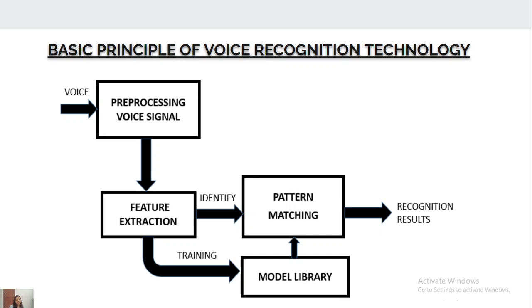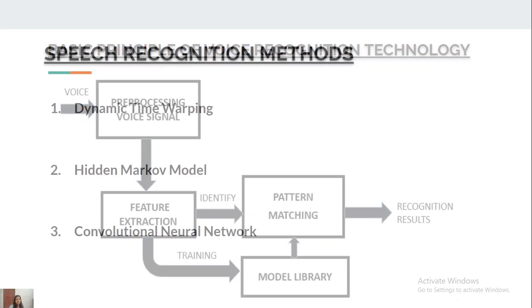Now, a speech recognition method is used to compare the voice template which is stored in the computer and the characteristics of the input voice signal. Search and matching strategies identify the optimal match of the input voice with the template to produce the recognition results. I hope that's clear.